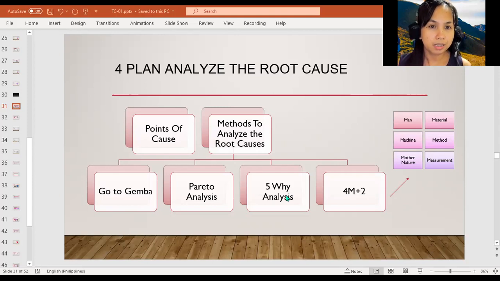Okay. And then the next technique that we can use to identify root causes is what is called 4M+2. Okay, where we basically work to identify potential root causes across 6 different categories, no? Okay, the first M stands for man, or it can also be referred to as person.